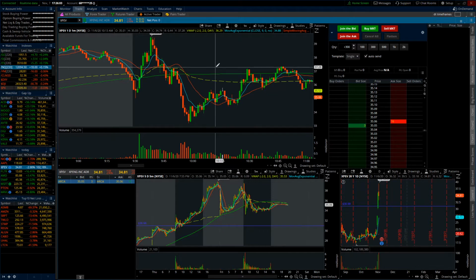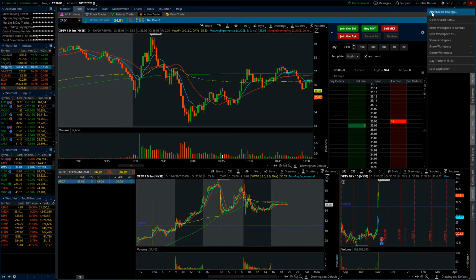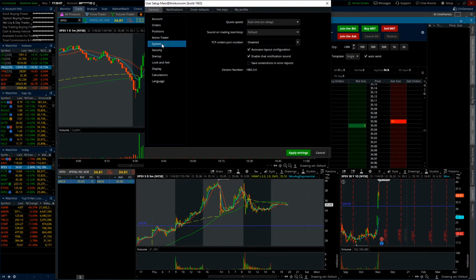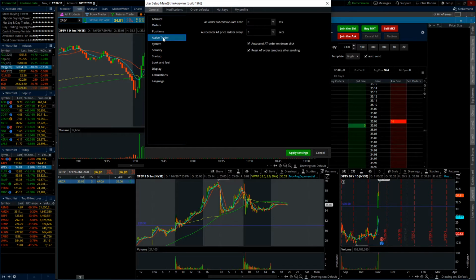real time quotes, and you may want to make sure that you're on real time, you go to application settings, you go to system here, and you want to make sure you're on real time, no delay. That is so important. First thing, you need to have real time, no delay. And you need to make sure that in your active trader, if you are using active trader, you want the order submission rate to be 0. You want to set this at 0.